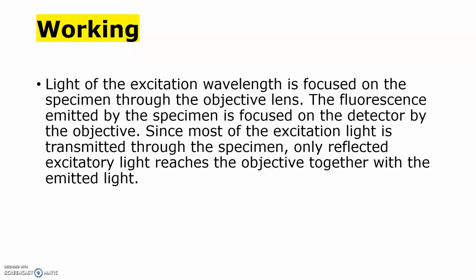The light of the excitation wavelength is focused on the specimen through the objective lens, and the fluorescence emitted by the specimen is focused on the detector. So the emitted fluorescence is focused on the detector by the objective. Since most of the excitation light is transmitted through the specimen, only the reflected excitatory light reaches the objective together with the emitted light.